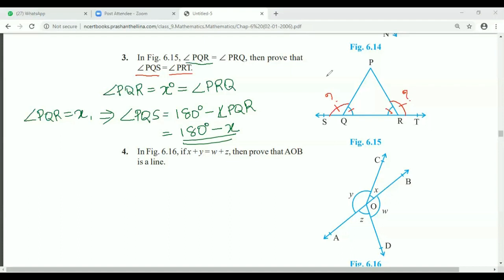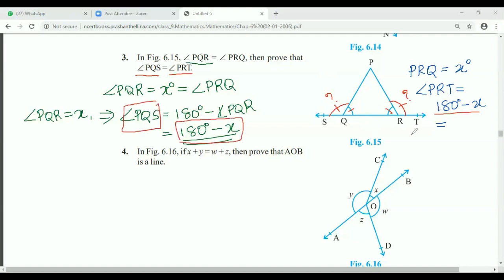Now, we can find the value of PRT. We know the value of PRQ is equal to X degree, and in this figure it is very clear that angle PRT is a linear pair with the angle PRQ. Therefore, angle PRT is equal to 180 degree minus X. This value, 180 minus X degree, is the same as the value of angle PQS. So angle PQS is equal to angle PRT is equal to 180 degree minus X degree. Both of them have the same measurement.